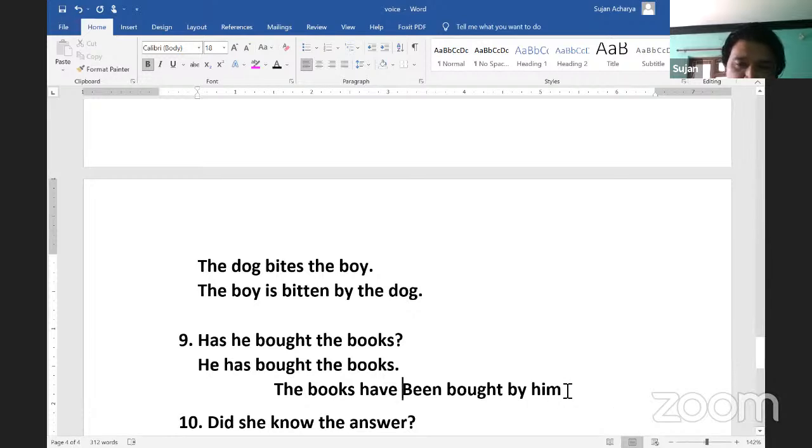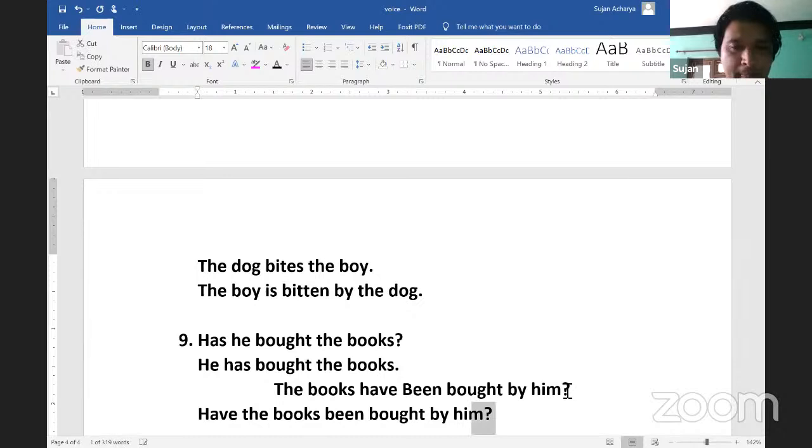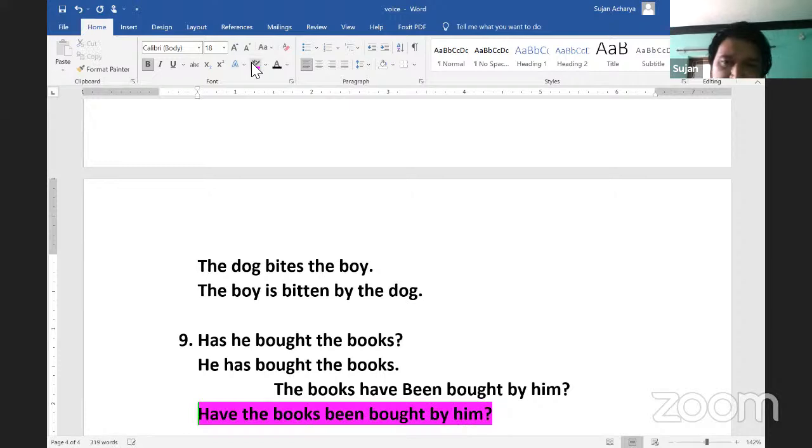I will now make it a question. Have the, now interchange the words that you have. Have the books been bought by him? This is our answer. If you find it difficult to change the question sentence, then just replace the word. Interchange the place of the words, make it a statement.